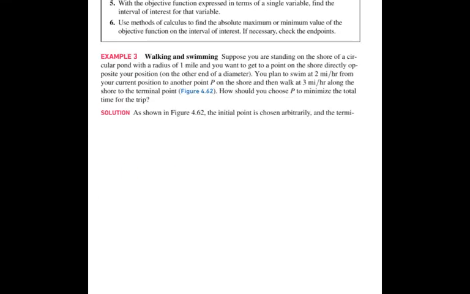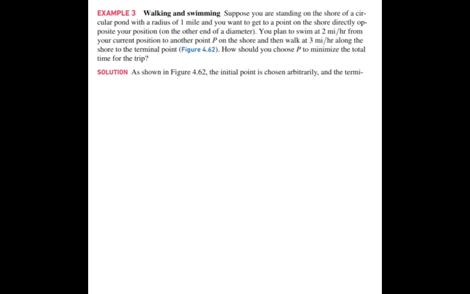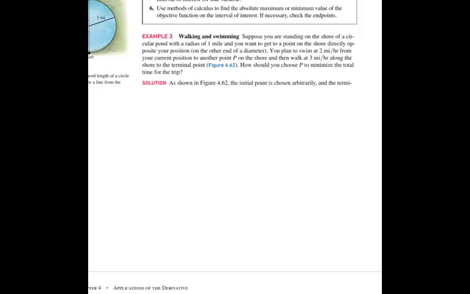Right here, we have this example. So walking and swimming. Suppose we're standing on the shore of a circular pond with a radius of 1 mile, and we want to get to a point on the shore directly opposite our position on the other end of a diameter. We plan to swim at 2 miles per hour from our current position to another point on the shore and then walk at 3 miles per hour along the shore to the terminal point. How should you choose P to minimize the total time for the trip? Figure 4.62. Let's look at figure 4.62.